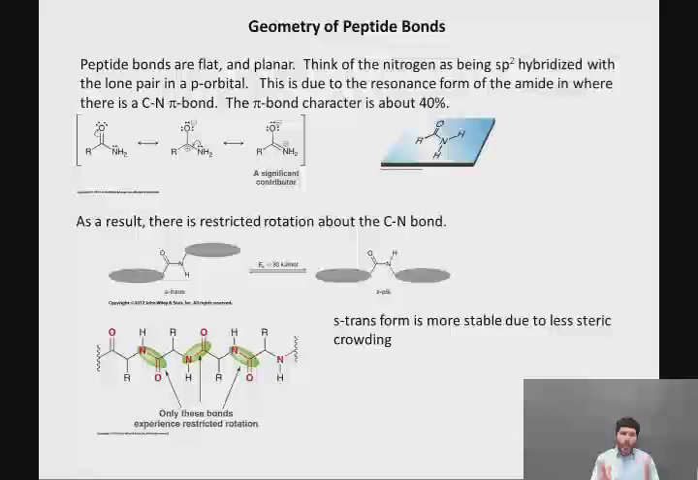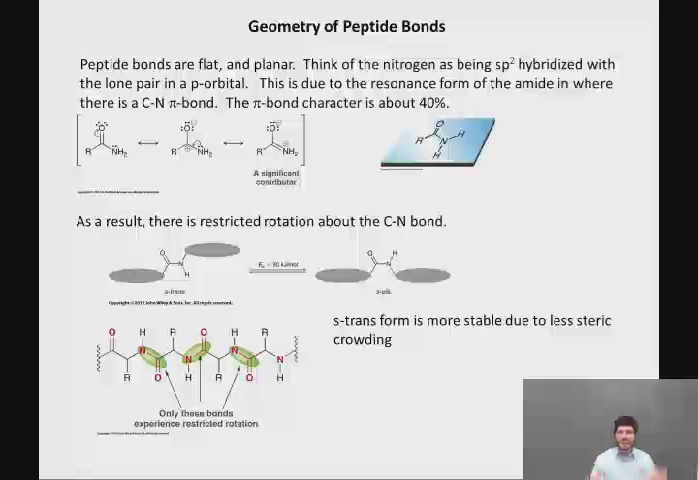We talk about dipeptides here as having what we call an S-trans conformation and an S-cis conformation. They're not truly cis and trans because that's not really a pi bond, and these are conformations rather than diastereomers, but we still use this terminology. The S-trans form is going to be more stable due to less steric crowding. The two ends of the peptide chain are further apart from each other than they are in the S-cis conformation.